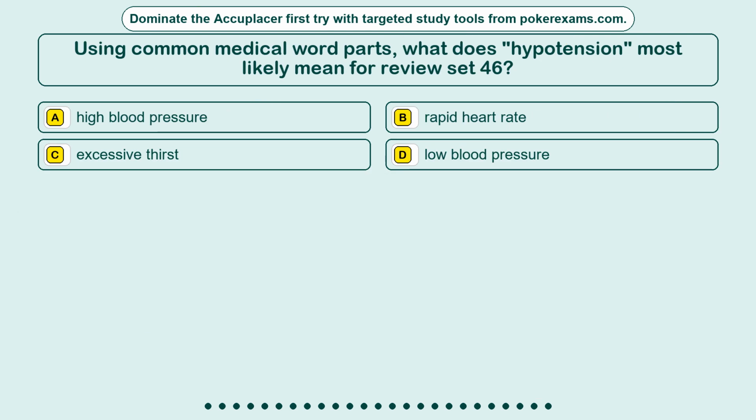Question 23. Using common medical word parts, what does hypotension most likely mean for review set 46? Option A, high blood pressure. Option B, rapid heart rate. Option C, excessive thirst. Option D, low blood pressure.